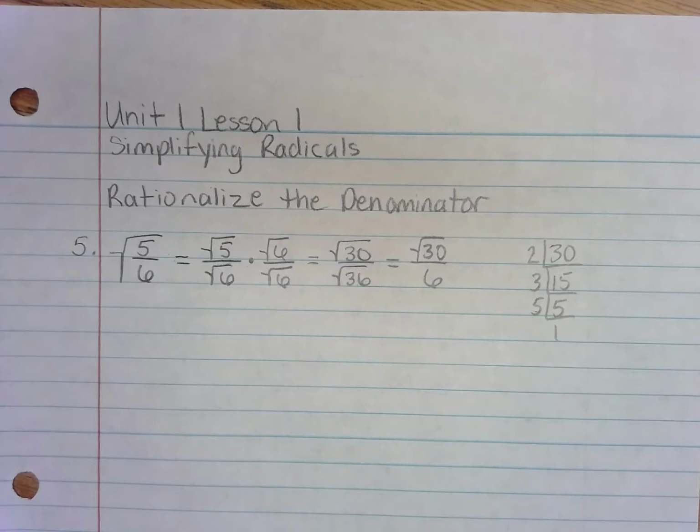Notice that is as far as we're able to go. The square root of 30 divided by 6 cannot be simplified any further. Do not divide 30 by 6 because that's not really a 30. That's the square root of 30, which is very different.